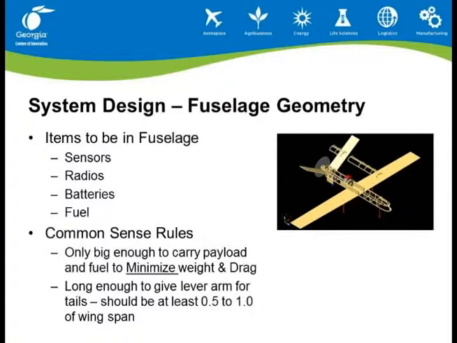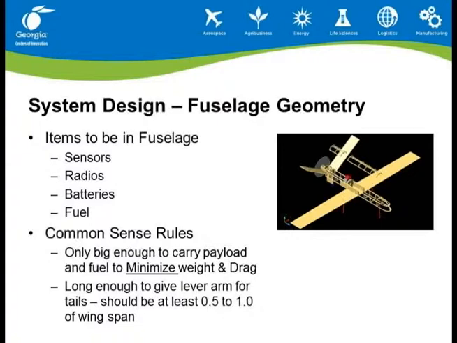Some of the common sense rules for this is make the fuselage just big enough to carry the things that you've defined: sensors, radios, batteries, fuel. Don't put a lot of extra space in there because that extra space costs you weight and drag. You want to minimize weight and drag. Plus, for most of these vehicles, your tails are going to be mounted on the fuselage, so you need the fuselage to be long enough to give a good lever arm for your aerodynamic tails.